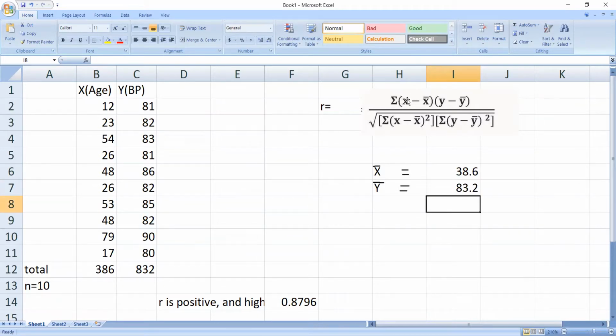Now if you look into the formula, what columns do you need? First you have to compute the difference of x from x bar, the difference of y from y bar, and you need the product of that as well as the squares of that.